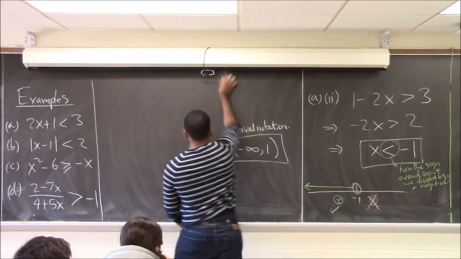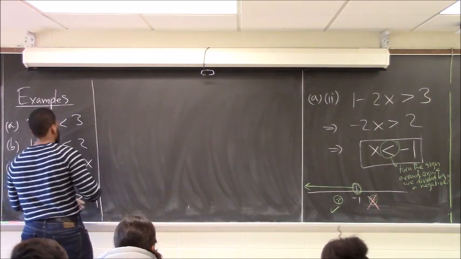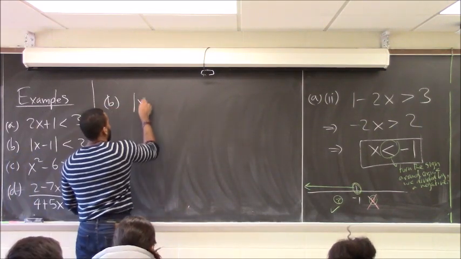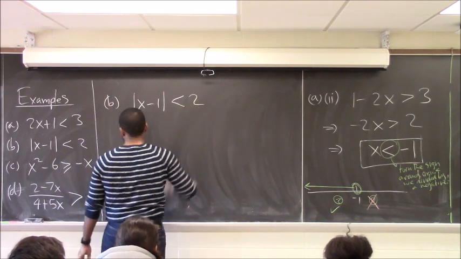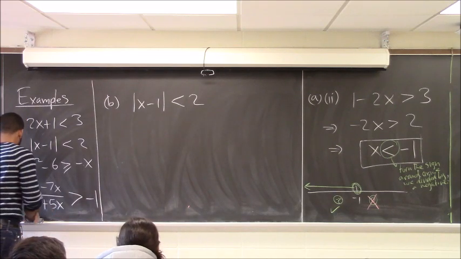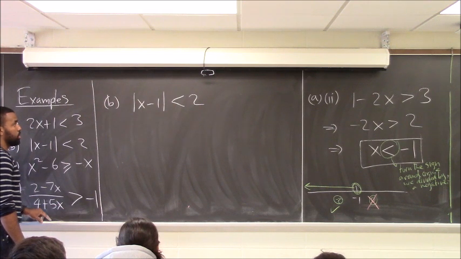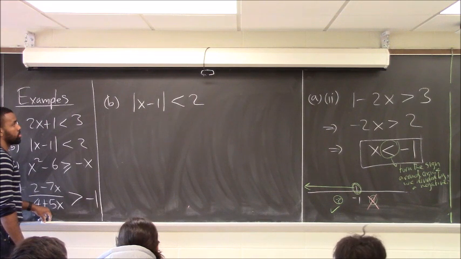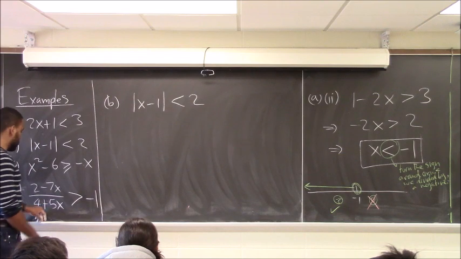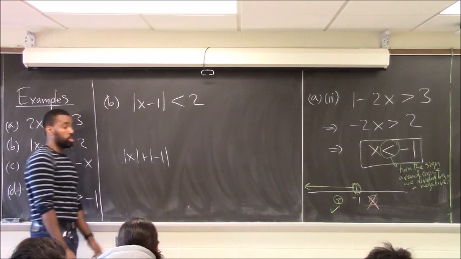Now B has an absolute value in it. How do we deal with absolute values? How do we do it? You can separate them. Separated how? Like absolute value of x plus absolute value of... You mean that? Oh, that's actually not true.